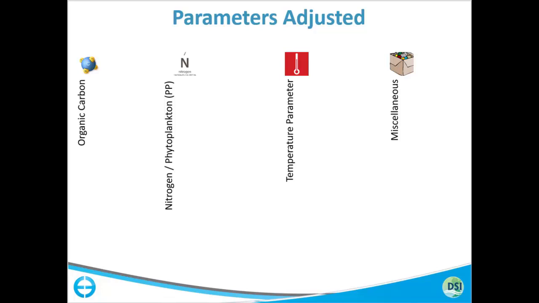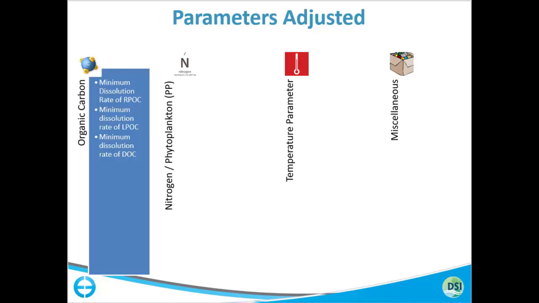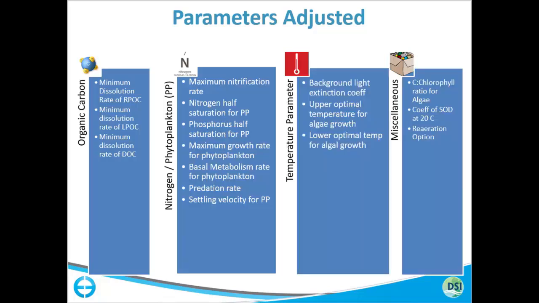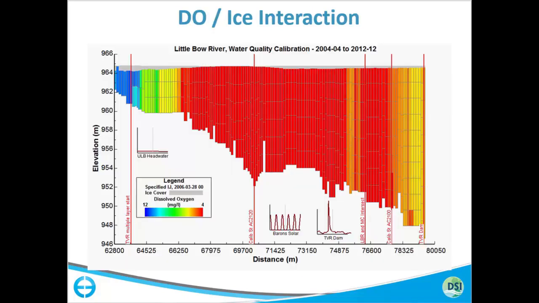So different parameters were adjusted for organic carbon, nitrogen, phytoplankton, temperature parameters and others. I'm not going to go over each parameter. So I want to show you this animation right here.